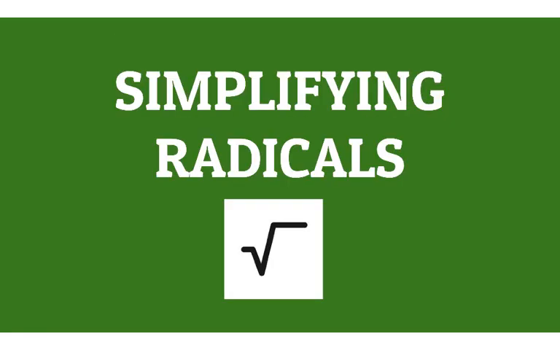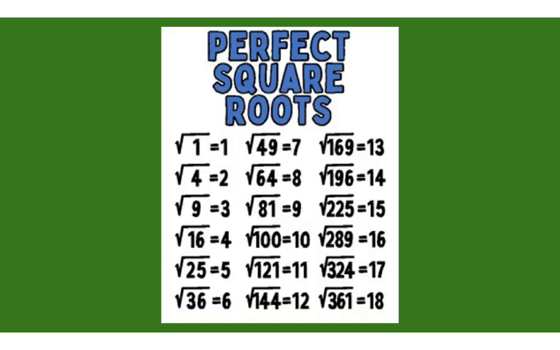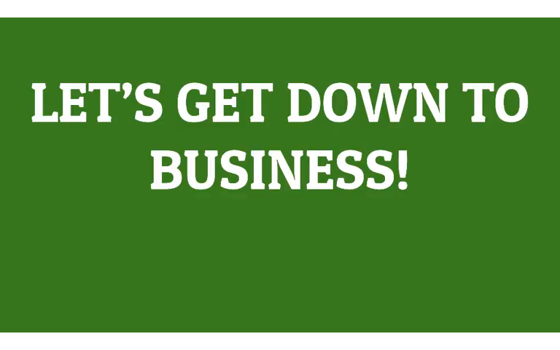Welcome to Simplifying Radicals. Before we go on, you should already know your perfect square roots. Take the time to memorize them, at least up to the square root of 225. All right, let's get down to business.